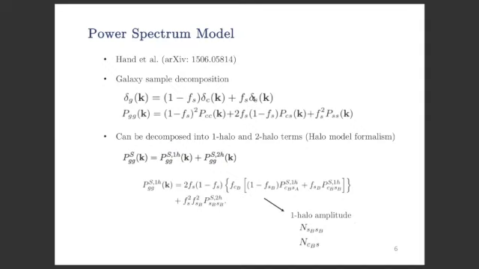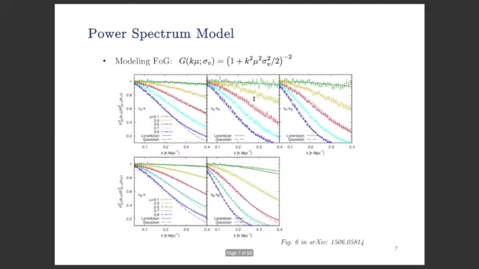We write down this term as white noise. And the Finger of God effect is a fully nonlinear process, so we cannot accurately model it using perturbation theory. So we use a damping function. Here we use a modified Lorentzian of this form.